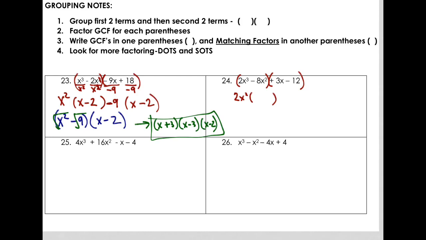You should have 2 terms inside. How do you figure that out? You divide by 2x squared. 2 divided by 2 is 1. And then that 3 minus the 2 is x. Do the same thing here. Divide by 2x squared.